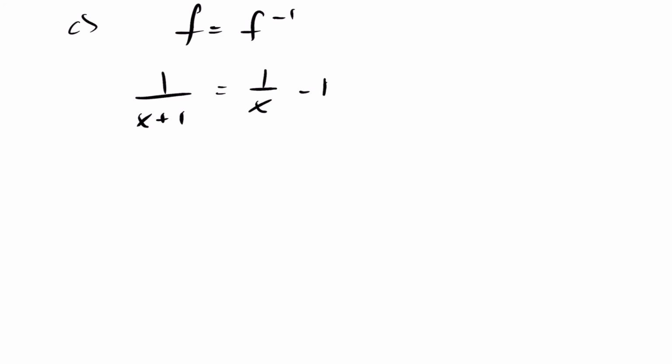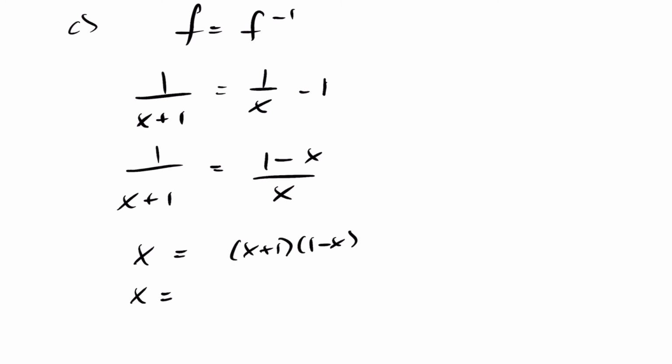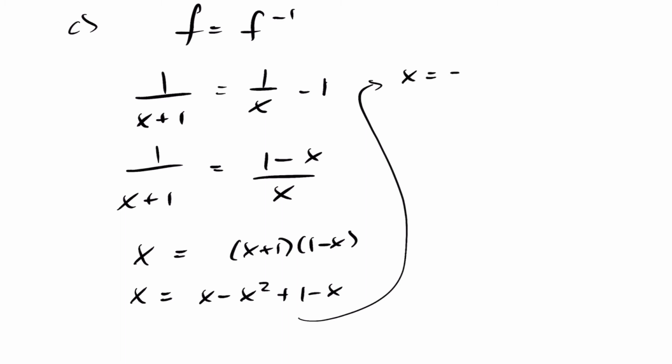Let's take a look at part C. For part C, they want to know where is our original function equal to its inverse. Well, my original function was 1 over x plus 1, and my inverted function was 1 over x minus 1. So let's go ahead and get a common denominator on the right-hand side. Doing so, we get 1 minus x over x. So again, I want to solve for x here. I'm going to go ahead and multiply across by x times x plus 1, giving us. I'm going to distribute the right-hand side, in which case we get x minus x squared plus 1 minus x. Simplifying, we see the x's on the right-hand side will cancel, leaving us with x equals negative x squared plus 1. Bringing everything to one side, we get negative x squared minus x plus 1.